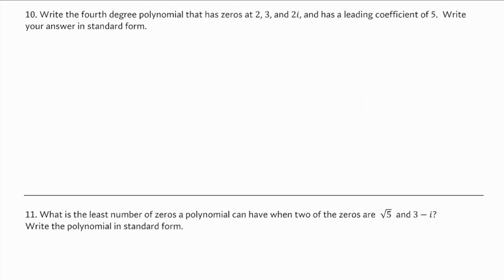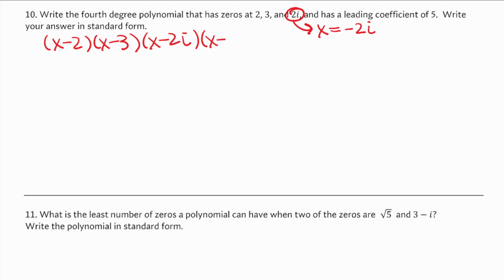All right, so if x equals 2i is a root of this polynomial, then x equals negative 2i is also going to be a root of the polynomial. Okay, so that means that I need x minus 2, x minus 3, x minus 2i, and x minus negative 2i. And I need to just multiply this all out.